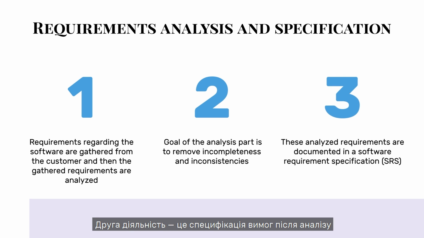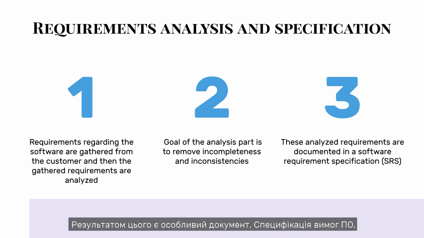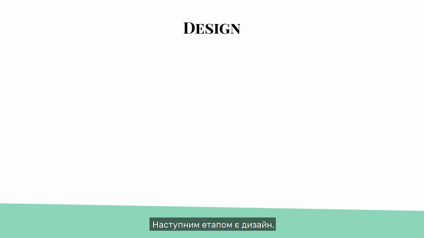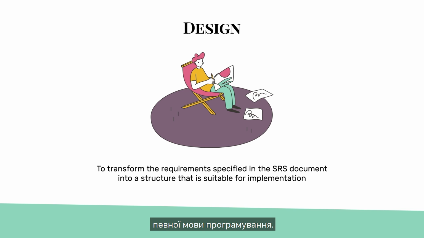And the second activity is the requirement specification. After analyzing the requirements and documenting them, the result is a specific document, the software requirement specification, also known as the SRS. The next phase is the design. The aim of this phase is to transform the requirements specified in the SRS document, which I mentioned previously, into a structure that is suitable for implementation in some programming language.